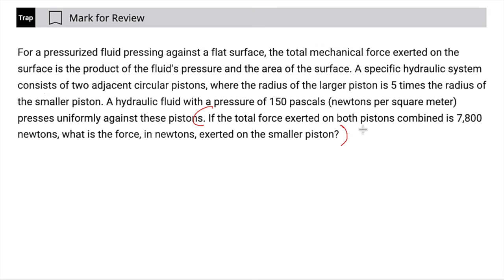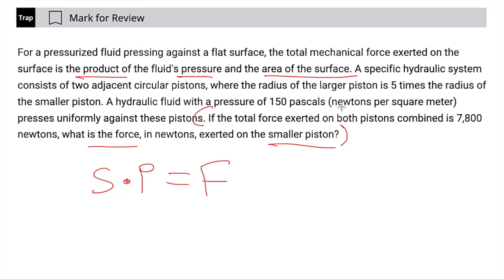So, what is the force on the smaller piston? So we know that we're trying to calculate force. Now, as we read through, we want to focus on how do we calculate force. So I'm scanning. I see that force is the product of pressure and area of the surface. So basically we have surface area, I'll call that S, times pressure P is going to give us the thing that we're looking for, which is our force.